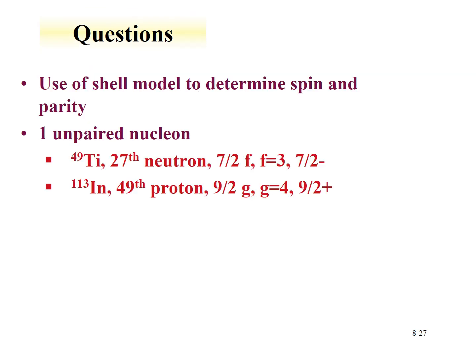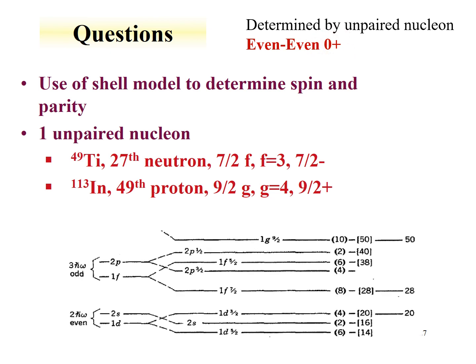Another important concept discussed in this lecture is the use of the shell model to determine spin and parity. We discussed that the spin and parity is determined by unpaired nucleons in the nucleus. For all even-even nuclei, there are no unpaired nucleons: an even number of protons and an even number of neutrons. All even-even nuclei have a ground state spin and parity of 0 plus. If we have an example of a nucleus with one unpaired nucleon, we can use the shell model to evaluate what the spin and parity should be.